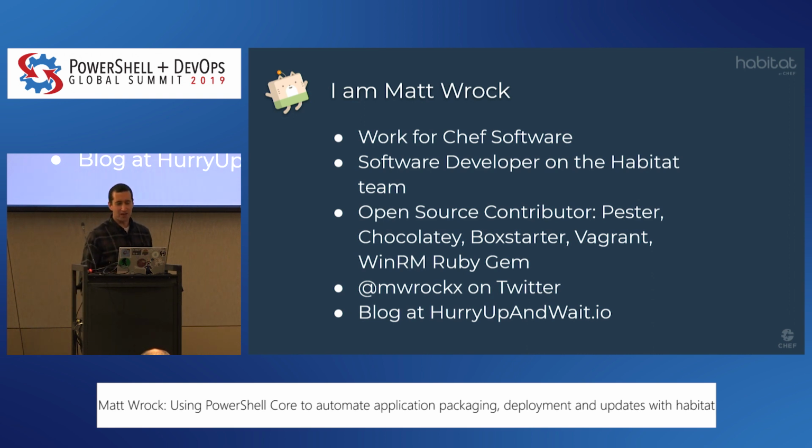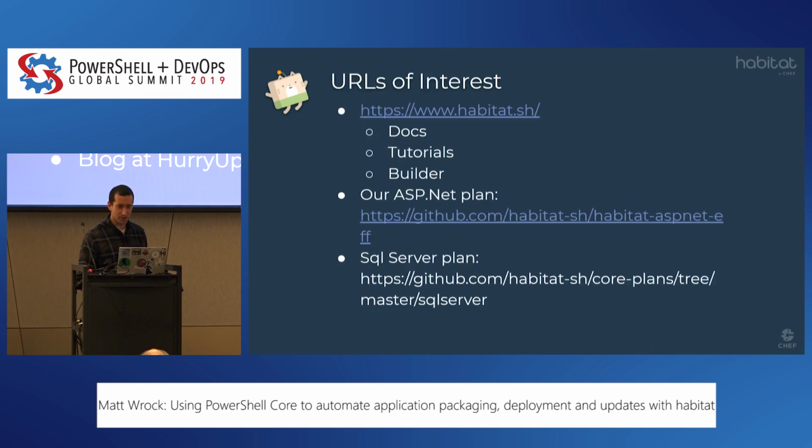I did some work in the mid-ish early days of Chocolatey, from which I created BoxStarter. I don't actively maintain that anymore. I transferred that over to the Habitat team. I've done a fair amount of work in Vagrant, so if you use Vagrant, you've probably used some of my code. And then I implemented the PowerShell remoting protocol in Ruby, which is in the WinRM gem, which is used by a few projects here and there. Other than that, you can find me on Twitter and my blog as well. But let's get to it.